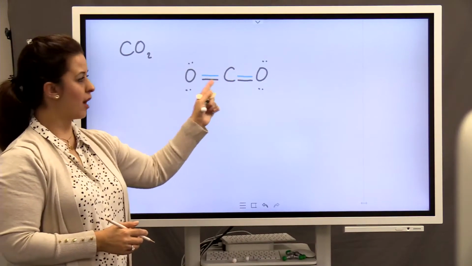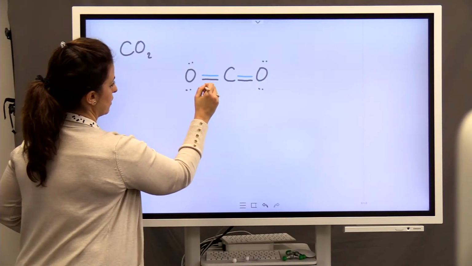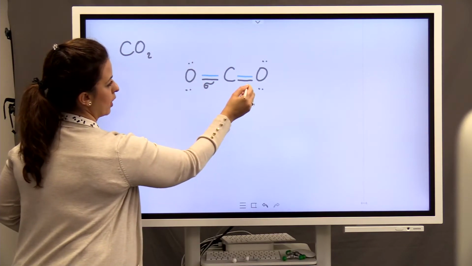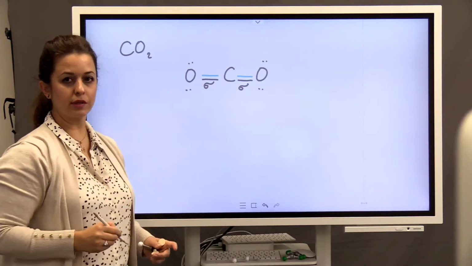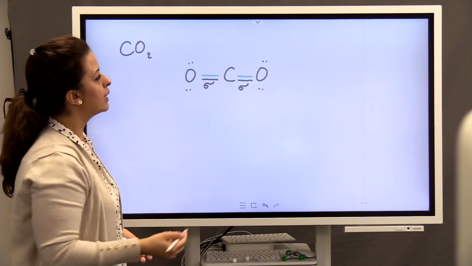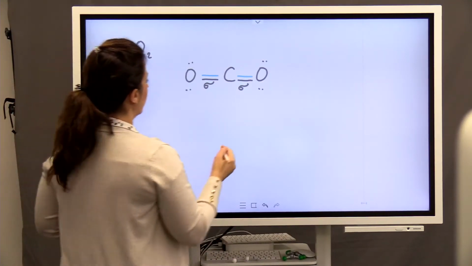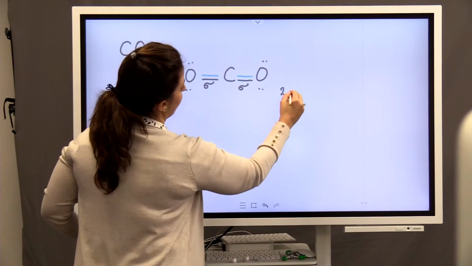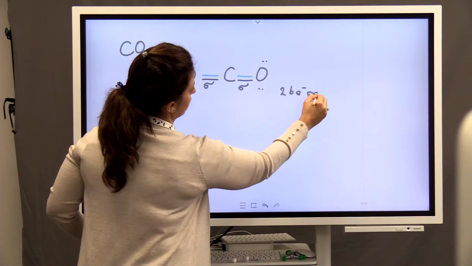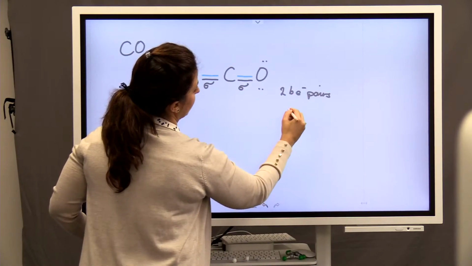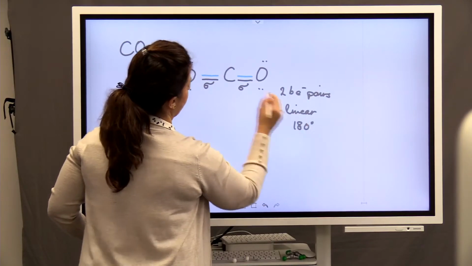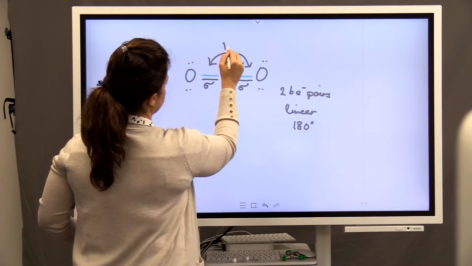What else do we count? This bond, which is called sigma, and this bond, which is called sigma. So every single bond is called a sigma bond. So you only have two bonding electron pairs, and you remember we had a linear shape with 180 degrees angle. This is 180 degrees.